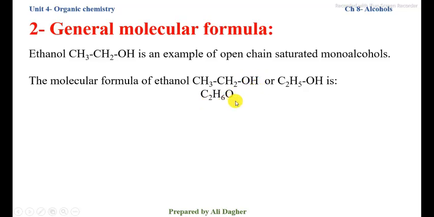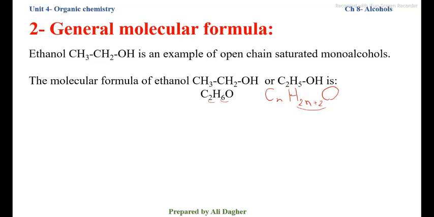In general, the formula of an organic compound has the number of carbons represented by n, and the number of hydrogens by 2n plus, minus, or nothing, according to the case. In this case, n equals 2, then 2n equals 4, but we have 6 hydrogens, then we should add 2. So 2 times 2 is 4, plus 2 is 6. Then the general number of hydrogen atoms is equal to 2n plus 2, then we add the oxygen.